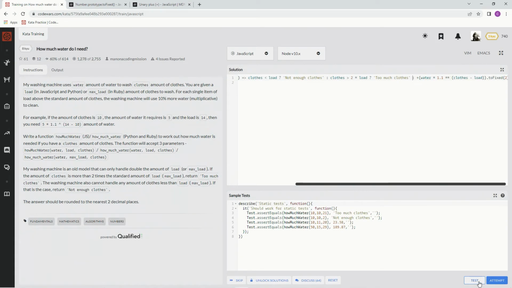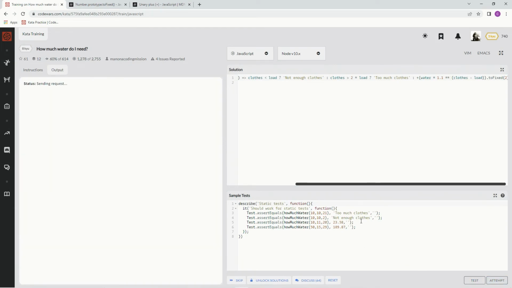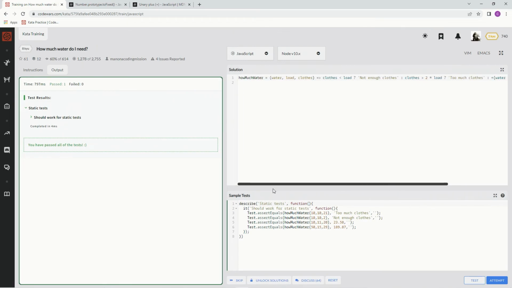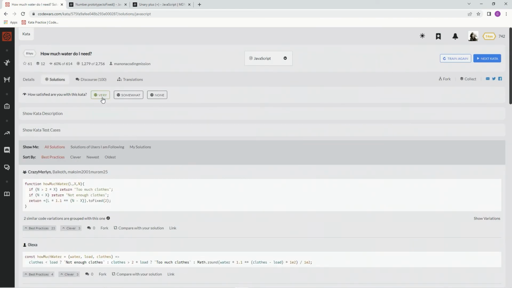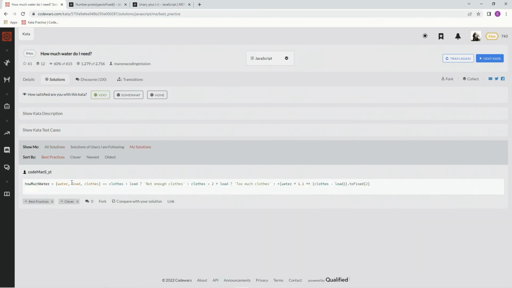And let's cross our fingers. Let's see. All right, good, excellent. Attempt it. Looks like it works. All right, submit it. I'm very liking this. I don't care what 40% of the people say, because they're wrong. Just kidding. Not kidding. Anyway, that's my solution, just me, best practice in my opinion, and we'll see you next time.